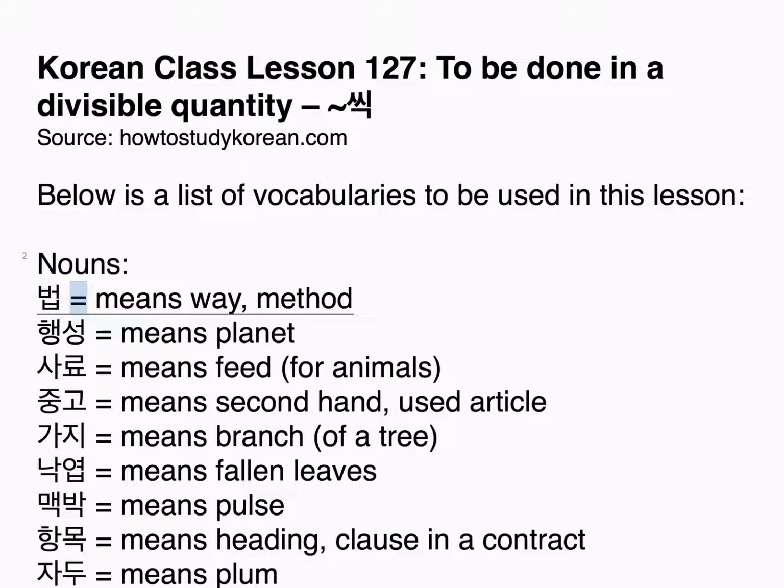Nouns. 법, means way, method. 행성, means planet. 사료, means feed, for animals. 중고, means second hand, used article. 가지, means branch, of a tree. 낙엽, means fallen leaves. 맥각, means pulse. 항목, means heading, clause in a contract.